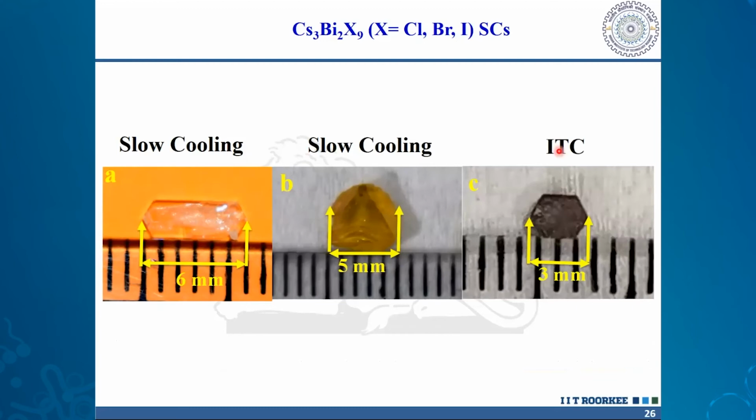In all of these cases, just like the lead-based perovskite systems, we have been successfully able to grow 6 millimeter, 5 millimeter, or 3 millimeter crystals, as you can see from this picture and the scale bar. They are very nicely defined and large perovskite single crystals. And this is one of the first reports of growing bismuth-based large perovskite single crystals.